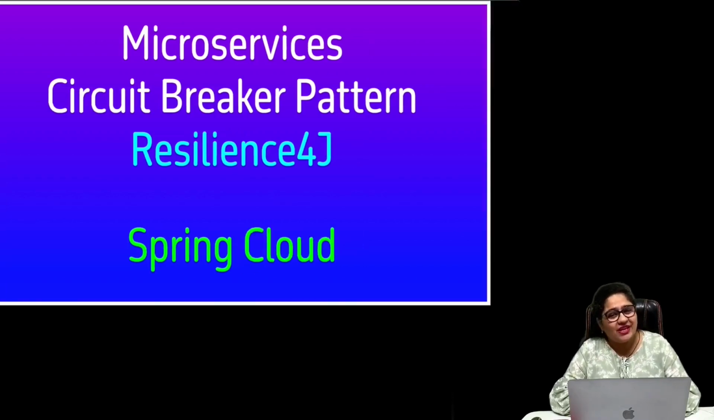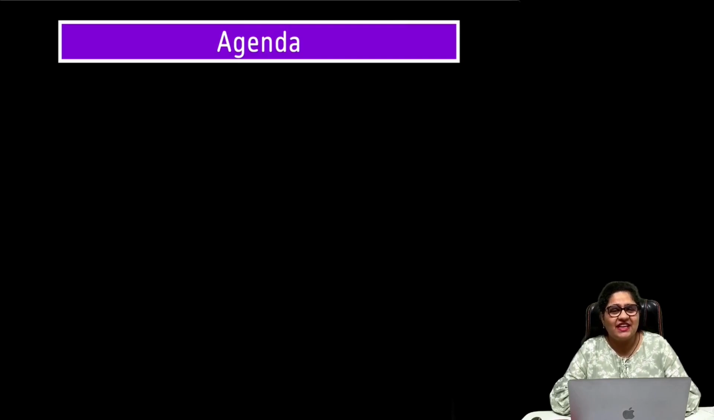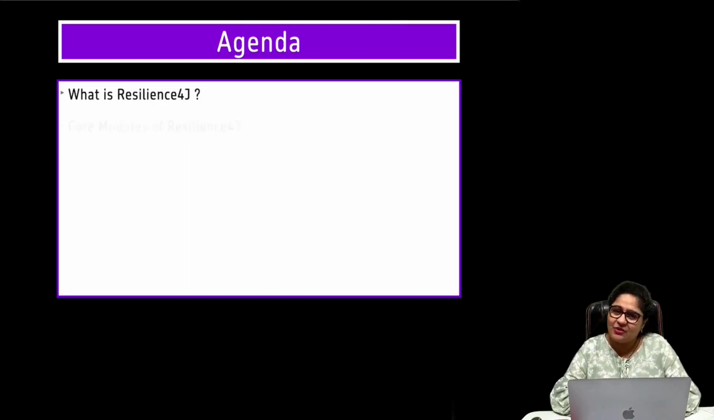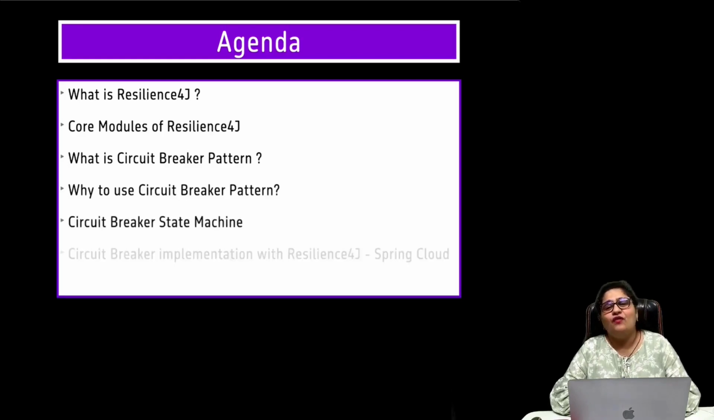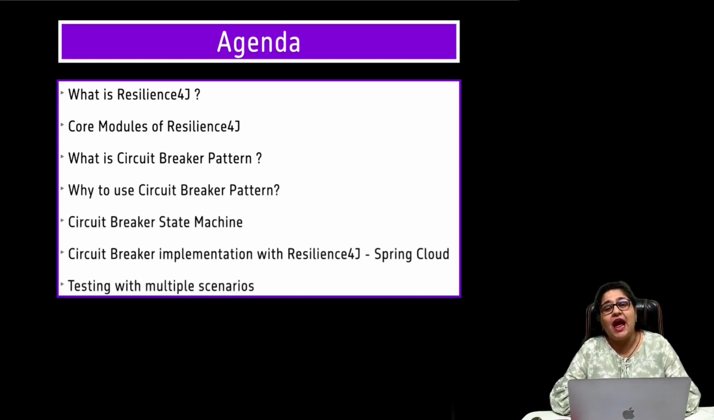All right. So here is the agenda for today's session. It is getting displayed on your screens right now. So in this session, I'll be covering all about Resilience4J, followed by CircuitBreaker pattern and the implementation, and further testing with a variety of scenarios. So stay tuned. Don't leave the session in between. Otherwise, you might miss out on some of the core concepts. All right. So let us quickly start with the Resilience4J discussion.